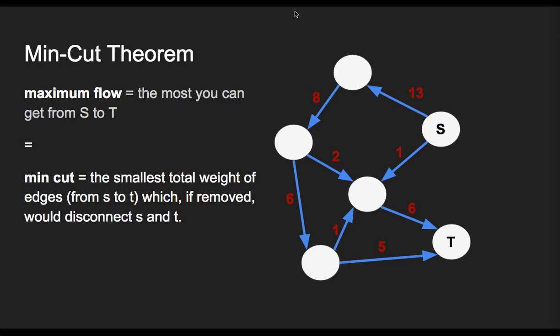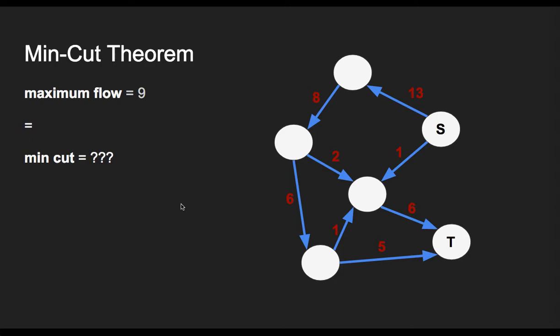When we're talking about maximum flow, that's the most you can get from the source to the sink. So with all your augmenting paths, the most you can get from source to sink. And the min cut is the smallest total weight of all the edges from source to sink, which if removed would disconnect source and sink. So let's break that down a little bit more.